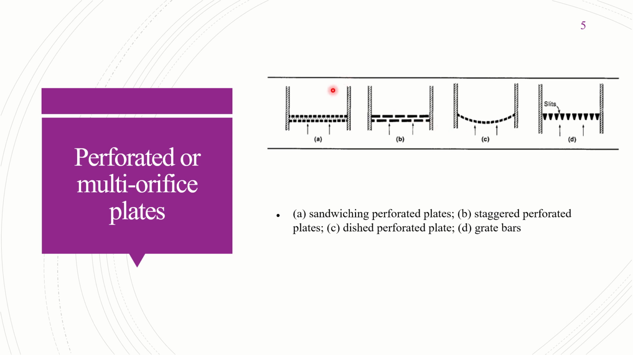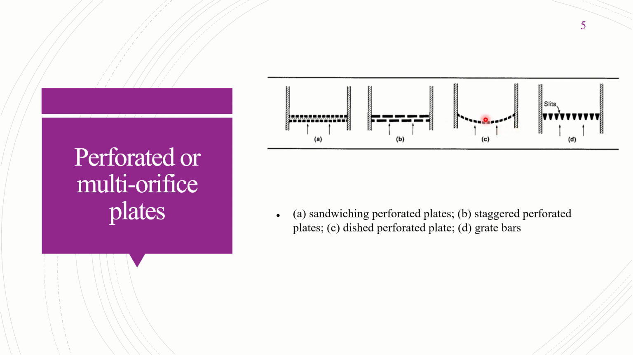But in these two, there would be a need to keep support in the system because they would not be very rigid. We need additional support, additional reinforcement in the system. And also there is a chance of gas leakage along the perimeter, that is near the walls.